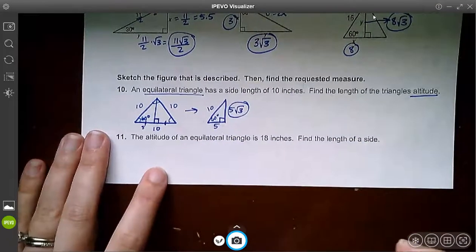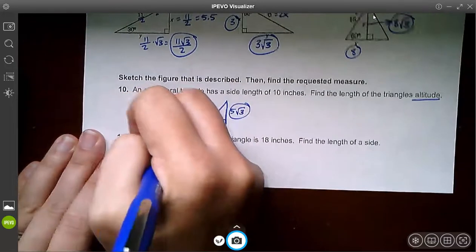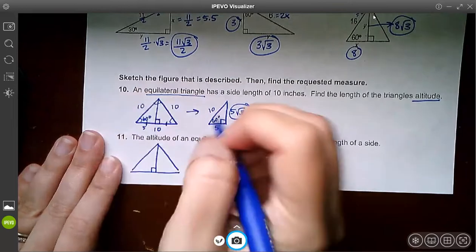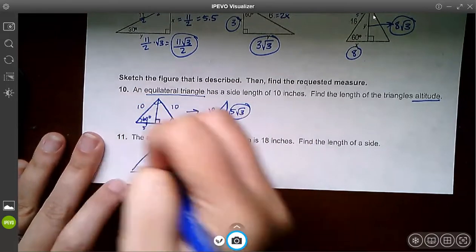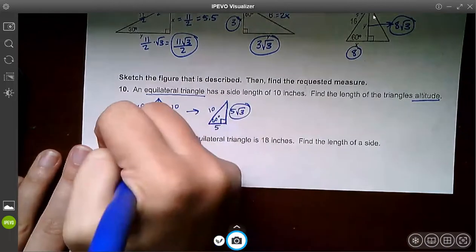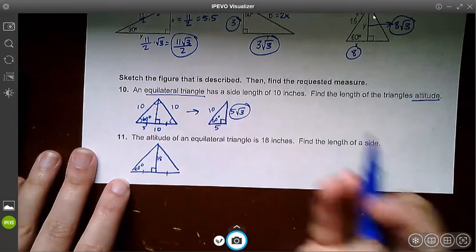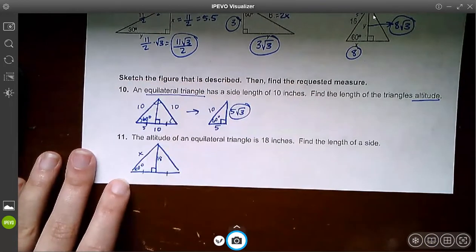This one is a little different. This time it gives us the altitude. So we start with our equilateral. We know that our altitude here is 18 inches. Know that these are the same, and that this is a 60-degree angle. So find the length of a side. So one of the sides here. I'm going to find that value here.